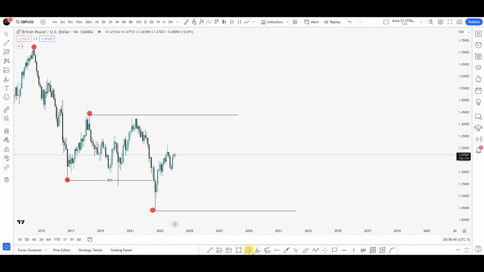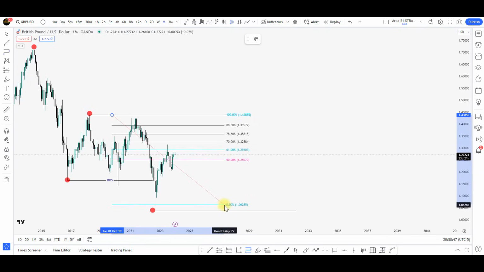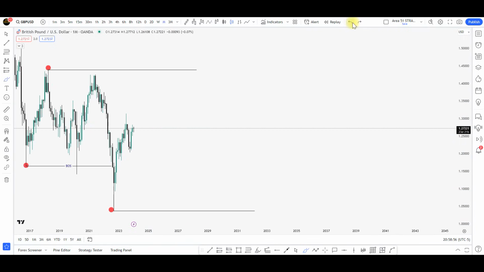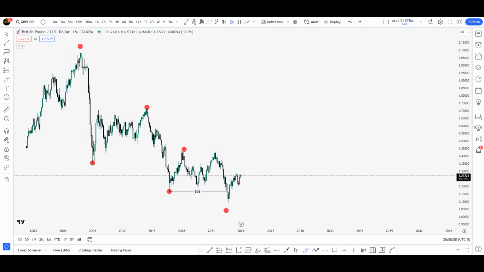So now if you grab your Fibonacci level, you're waiting for the price to come back to an area of premium, which is around this area, before we continue to the downside.